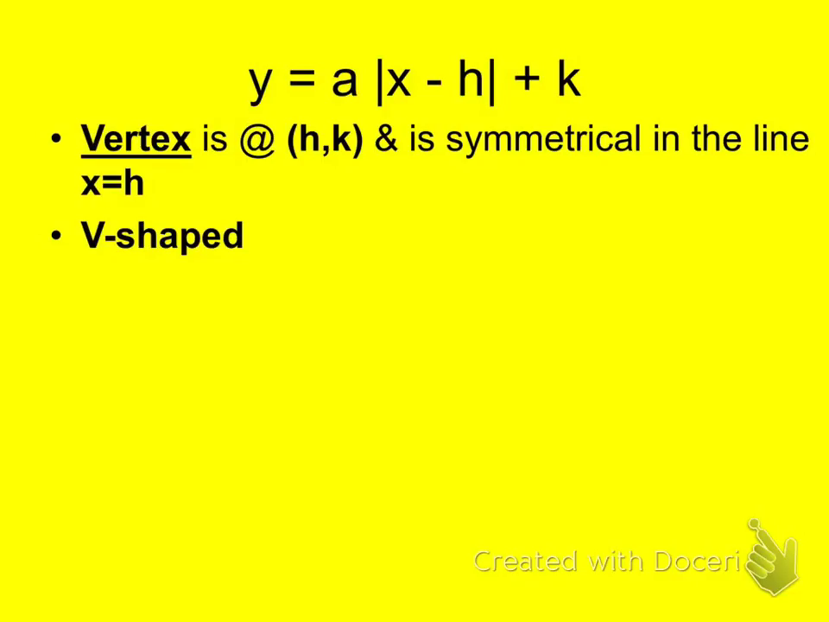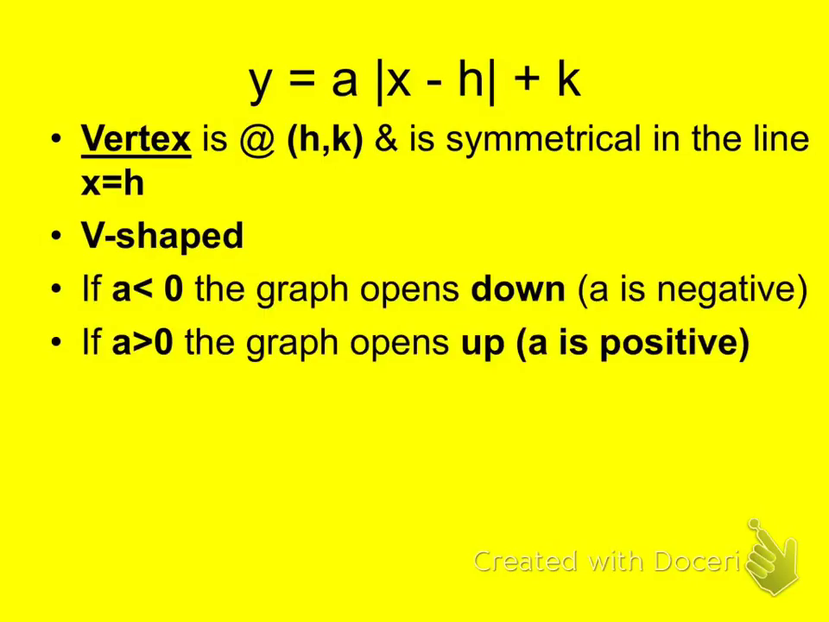Remember, it's going to be V-shaped. If a is less than 0, meaning it's negative, the graph is going to open down. If a is greater than 0, then it's going to open up, and it's going to be positive.